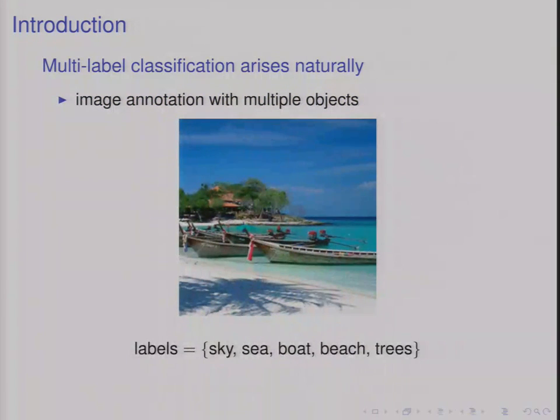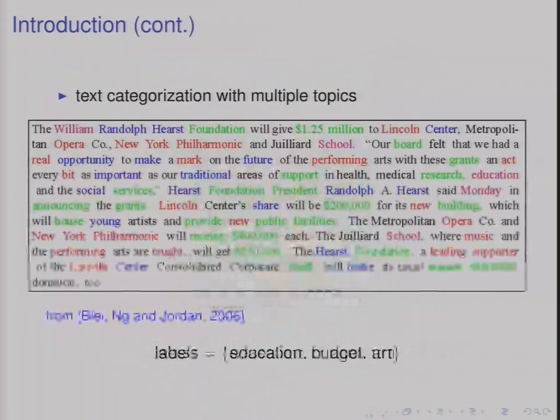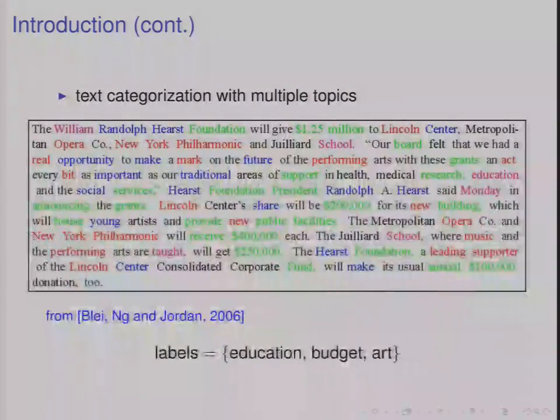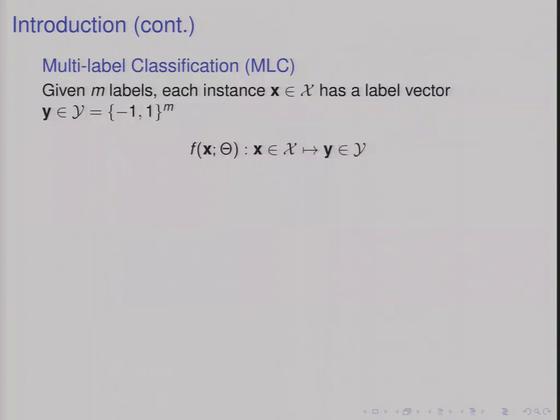Multi-label classification arises naturally from real-world applications. Take image annotation with multiple objects. For example, an image can have different kinds of labels, like sky, sea, or both. Similarly, text categorization with multiple topics can also be regarded as a multi-label classification problem. Formally, suppose we have m labels, and each instance x has a label vector y that belongs to the label set {-1, 1}^m.